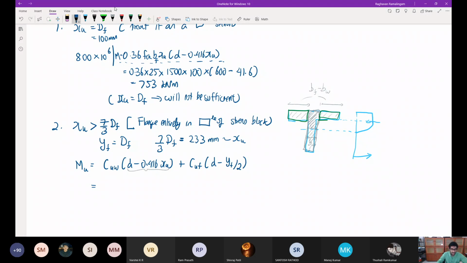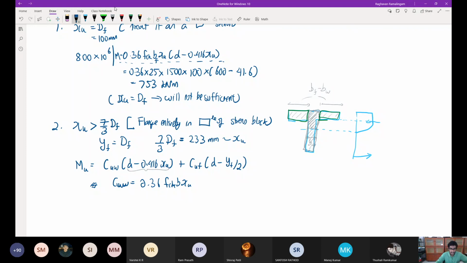CUW is given by nothing but 0.36 FCK BW XU. That's it. If you put this together, you will get the same equation which you had over here.